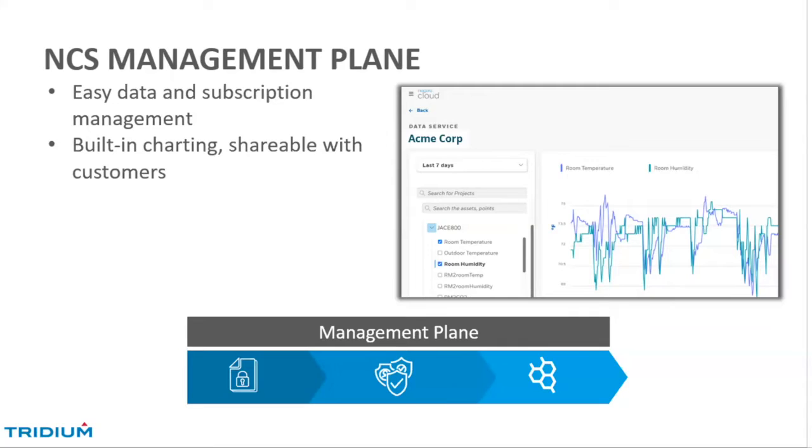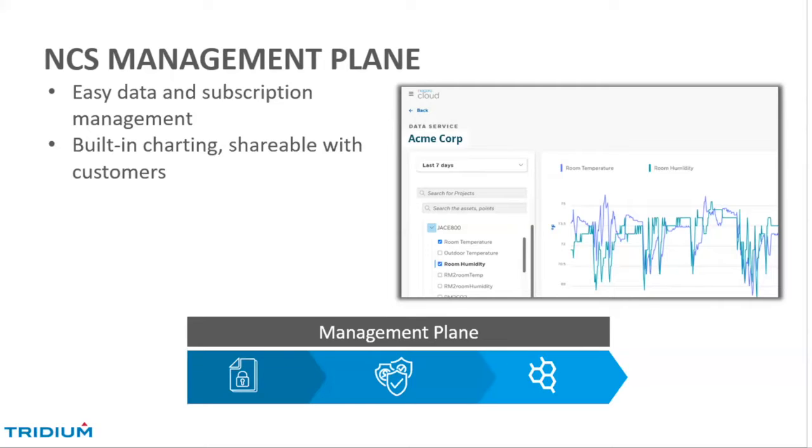You can create different types of charting and reporting. And then the data service gives you that contextualized data that you can share and feed to third-party cloud applications if you're using something like a digital twin or some sort of predictive or preventative maintenance.